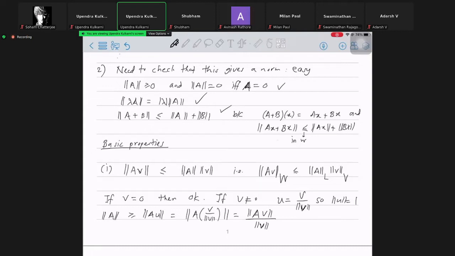Any questions so far? Okay, so see what this is saying. The property is saying that when I apply A to a vector, the magnitude by which the vector gets scaled is bounded. And the bound is the norm of v.